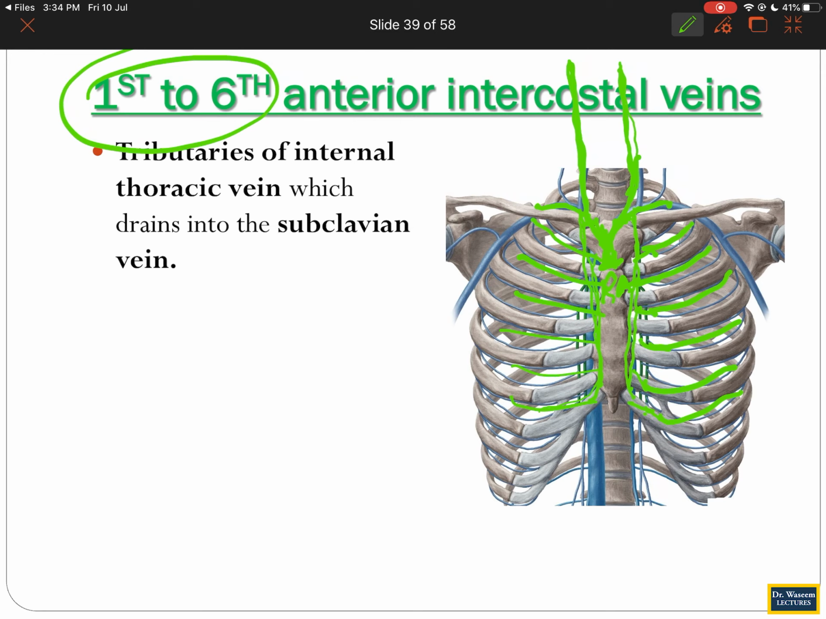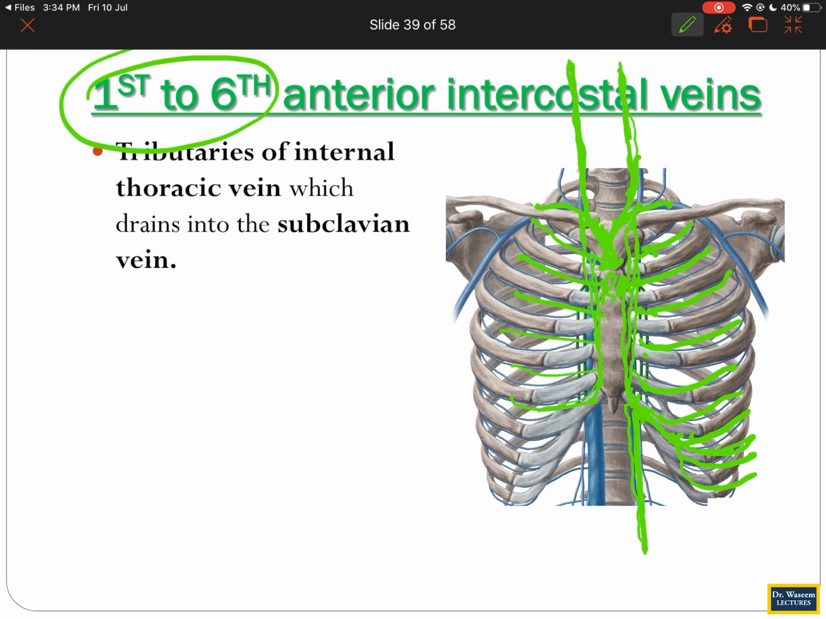But we told you that this internal thoracic vein is formed, this time in reverse, as a result of the superior epigastric vein and the musculophrenic vein. And this time the next spaces, which means the 7th space, the 8th space and the 9th space, their veins will drain into the musculophrenic vein. And musculophrenic will join the superior epigastric vein to form the internal thoracic, and internal thoracic will join the subclavian.